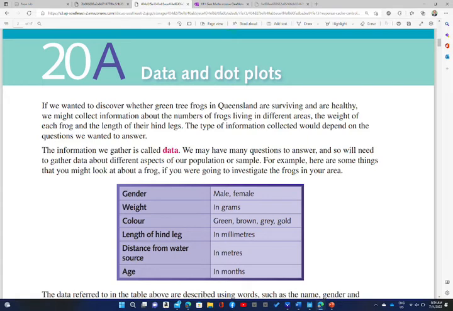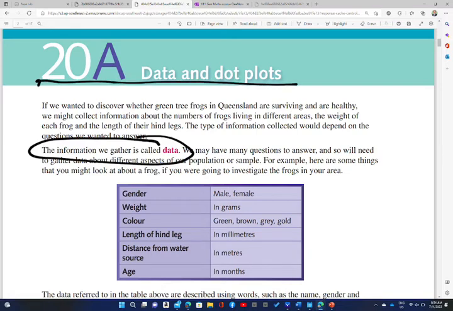So the first thing we want to do, though, is talk about what data means. Data is simply the information that you gather, and it could be about anything. So just title this 20A, data and dot plots. The definition of data is simply the information you gather. Say, for example, I did a survey of you guys asking what you did this weekend. I could write all those things down. Those things that I write down are the data that I would collect in that particular survey.